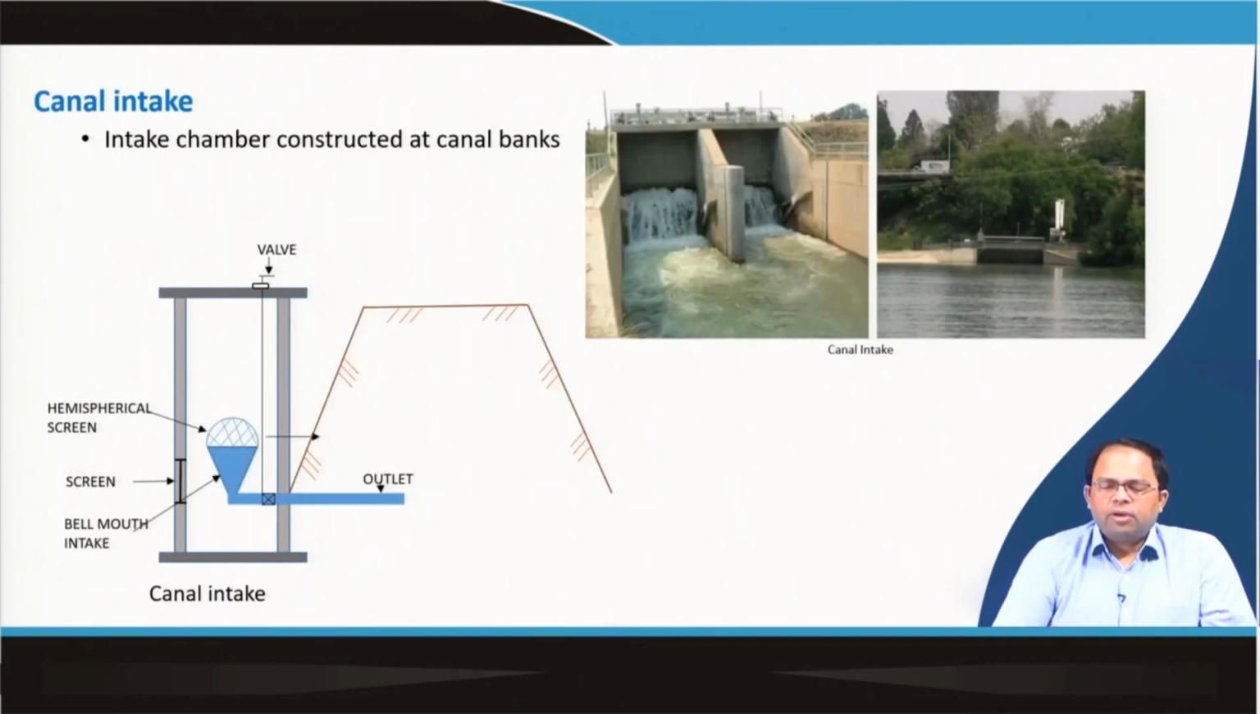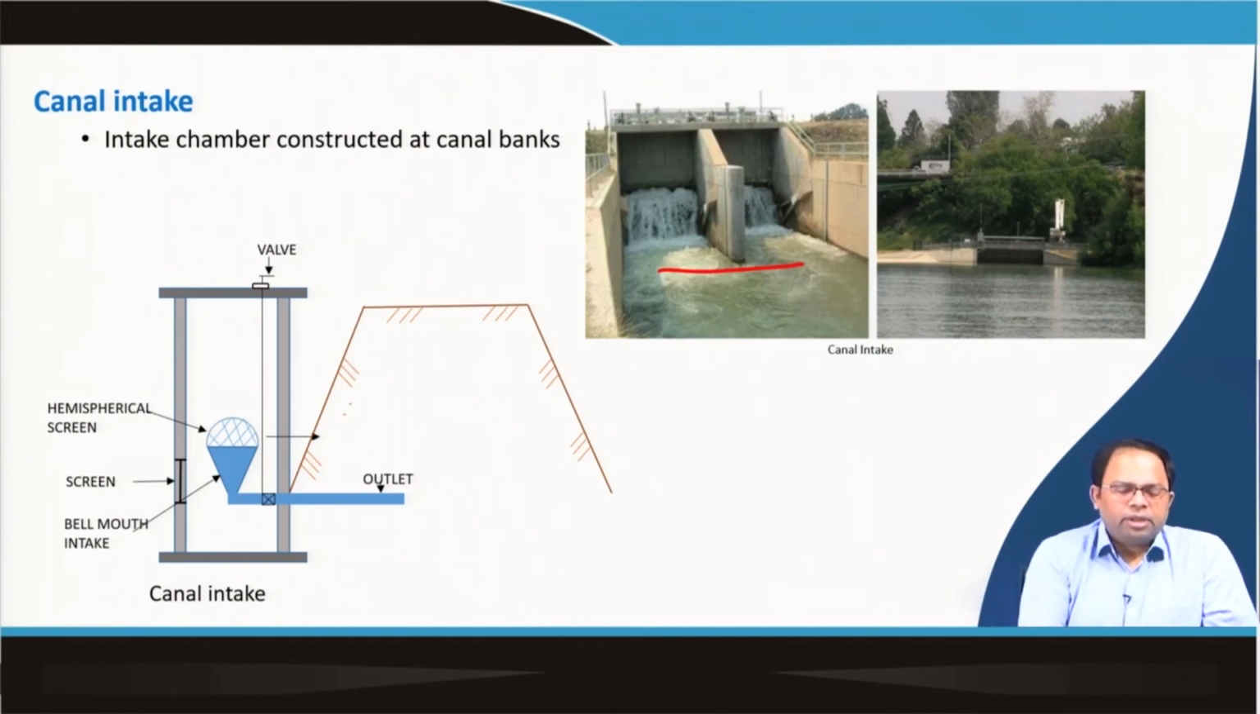Similarly, we have canal intakes. In many cases we do not draw water directly from the river. We first draw water into canals. The canals bring the water to a point from where the water is drawn through these intakes and then taken to treatment plants. Sometimes gates are used through which the water from the river gets into the canals, and then there are different canal intakes as well.